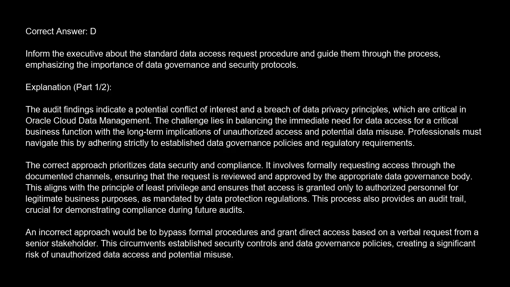It involves formally requesting access through the documented channels, ensuring that the request is reviewed and approved by the appropriate data governance body. This aligns with the principle of least privilege and ensures that access is granted only to authorized personnel for legitimate business purposes, as mandated by data protection regulations. This process also provides an audit trail, crucial for demonstrating compliance during future audits.